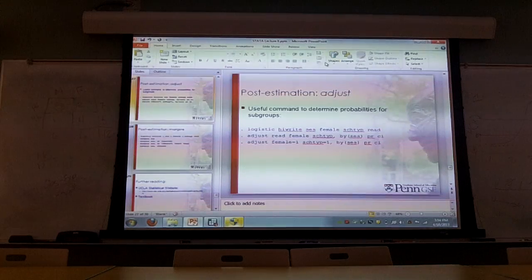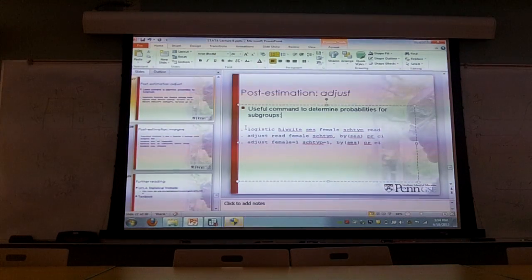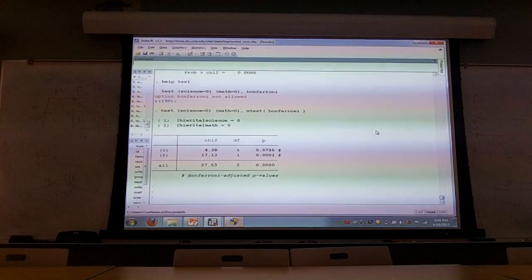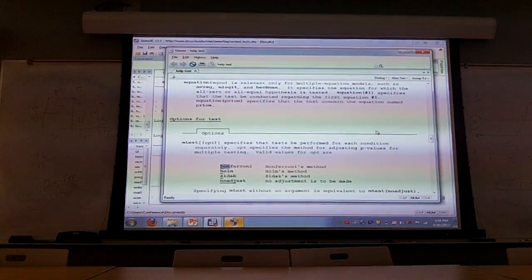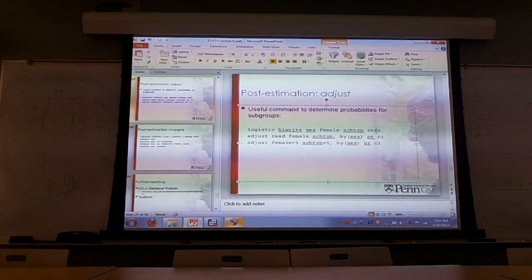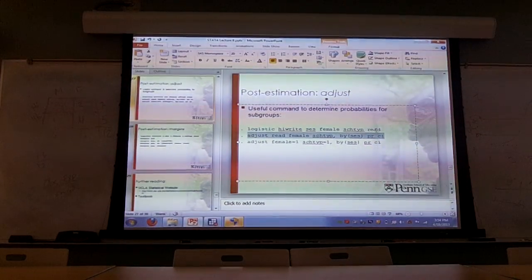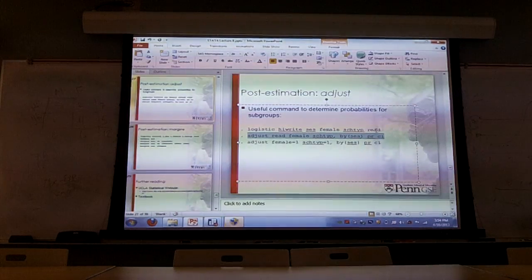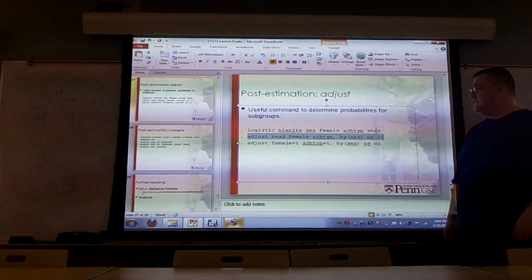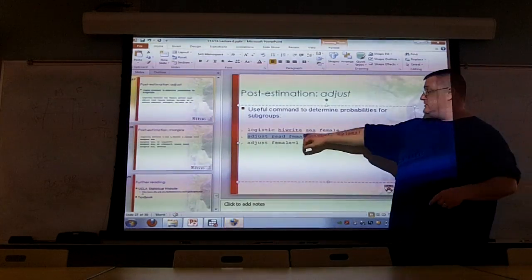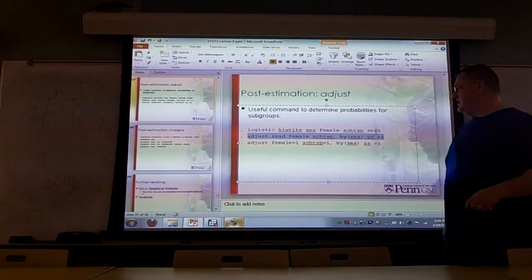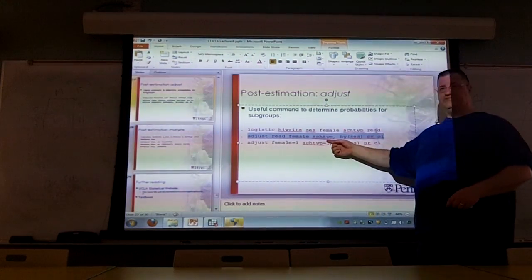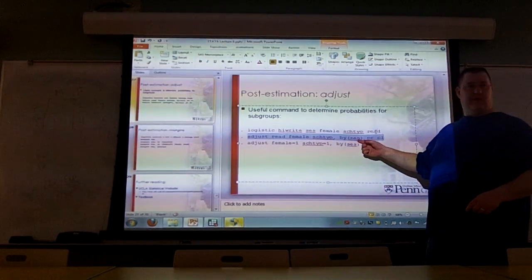What else do we want to say? Oh, the other thing that we can do is figure out probabilities for different subgroups, or people at different levels of some outcome. So here's what I want to do. I want to get the probability of being in the high writing group at the average levels of reading, female, and school type by socioeconomic status.